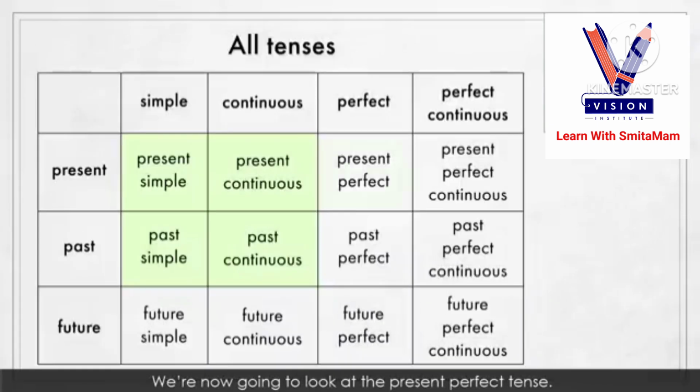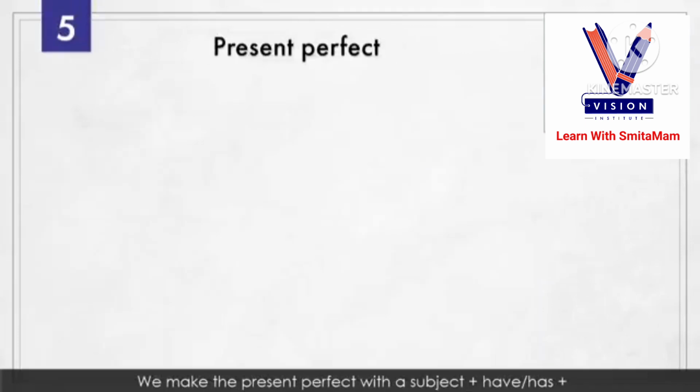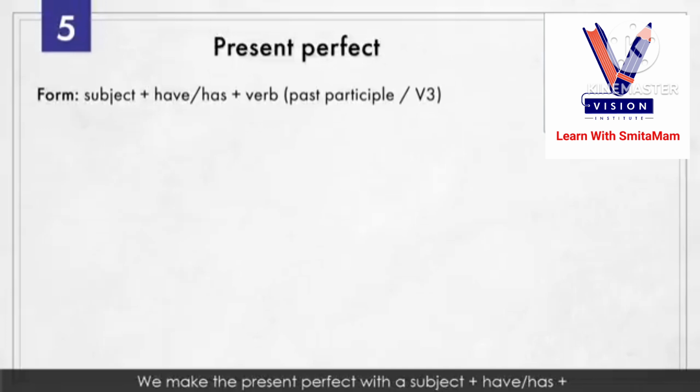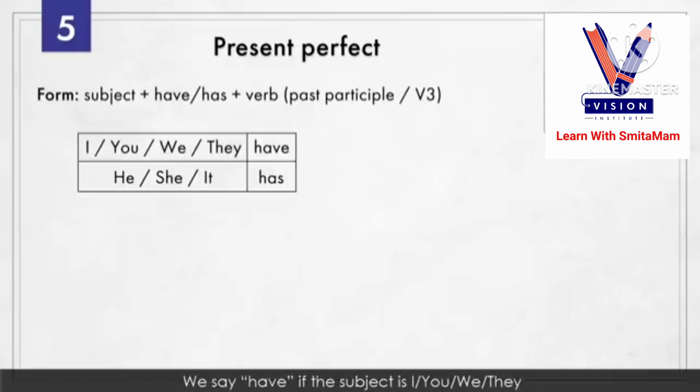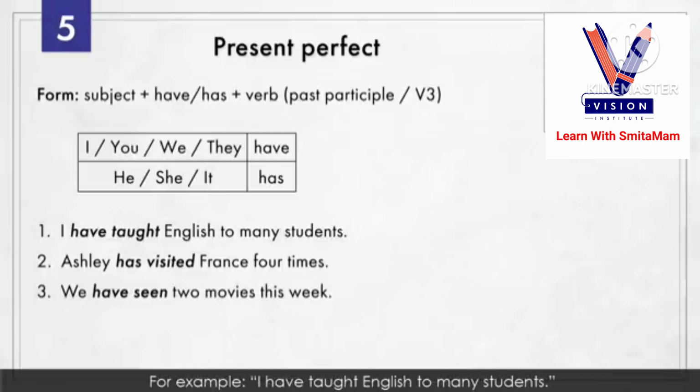Anyway, let's move on. We are now going to look at the present perfect tense. We make the present perfect with a subject plus have or has plus a verb in the past participle, or V3, form. We say have if the subject is I, you, we, they, and has if the subject is he, she, it. For example, I have taught English to many students. Ashley has visited France 4 times. We have seen 2 movies this week.